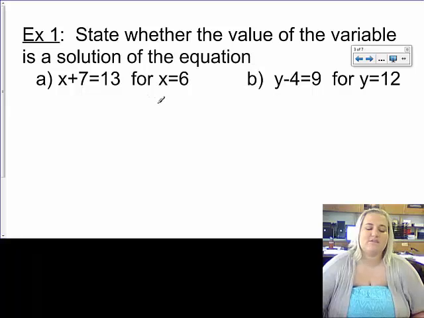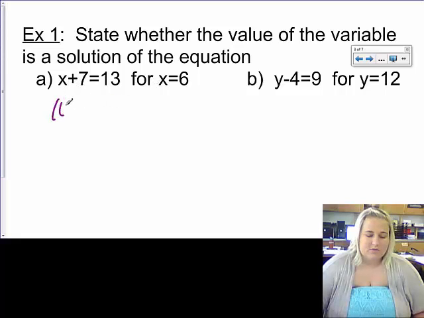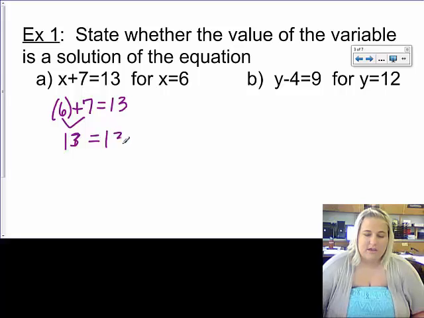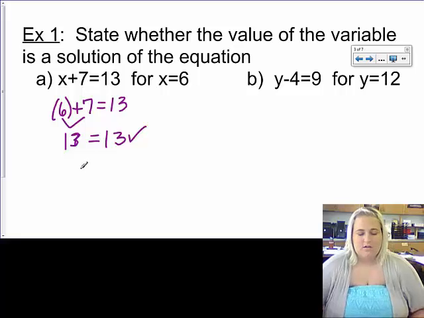I can solve by substitution to see if it's really true that one side is equal to the other. So in this case, x, I have 6, which I'm going to plug in using parentheses, plus 7 equals 13. Well, 6 plus 7 equals 13. And this is saying that 13 equals 13, so that checks out. That would be true. It's a solution, yes.